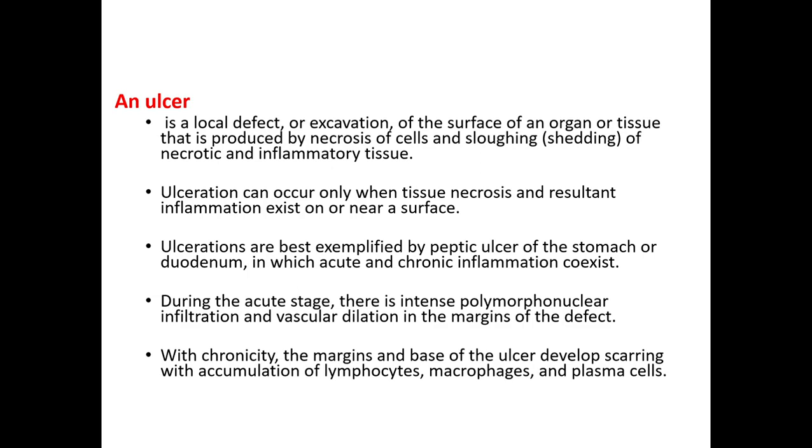During the acute stage there is intense polymorphonuclear infiltration, which is leukocytes, and vascular dilation in the margin of the defect. With chronicity, the margin and the base of the ulcer develop scarring and fibrous tissue formation with the accumulation of lymphocytes, macrophages and plasma cells.